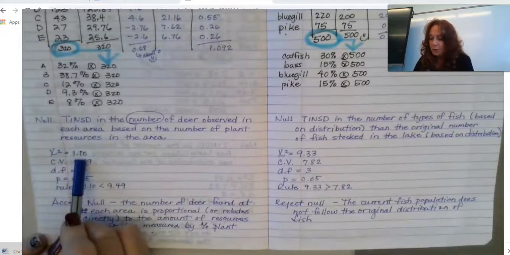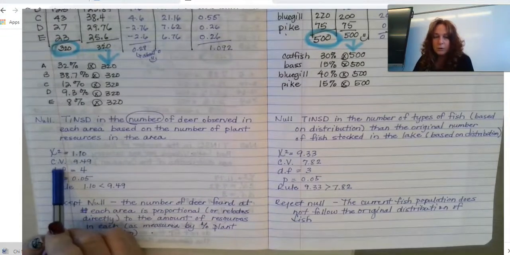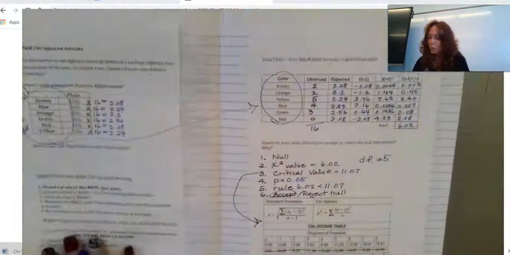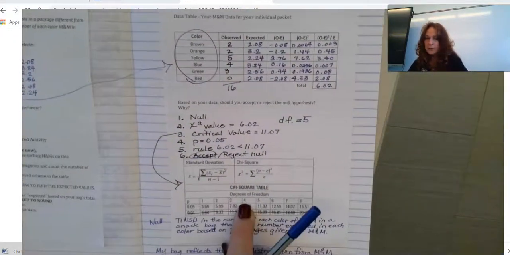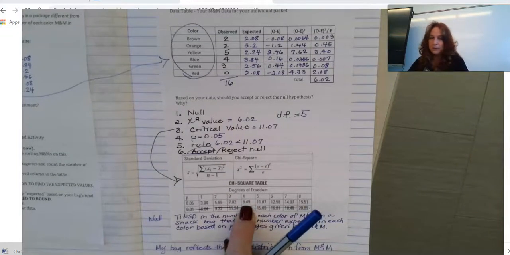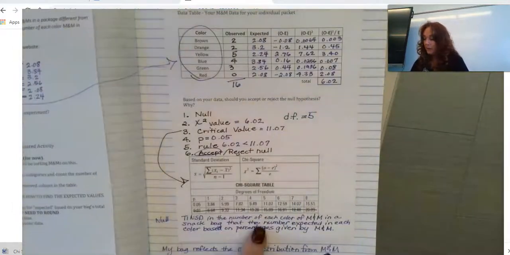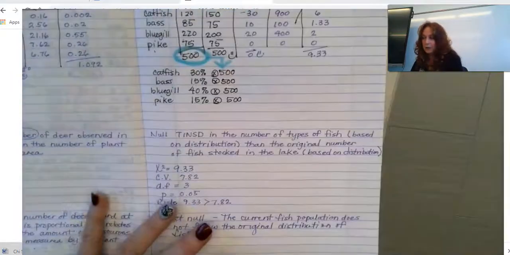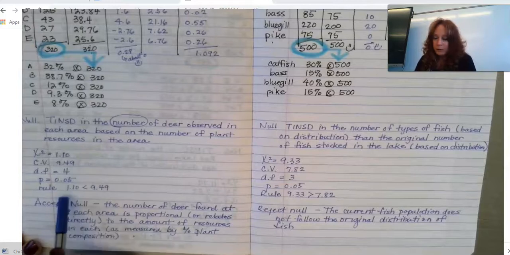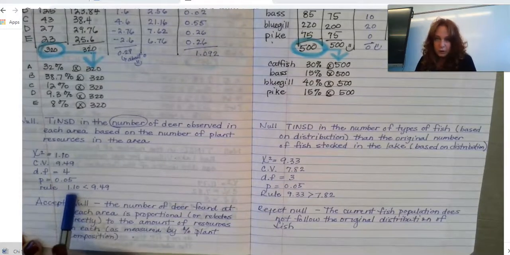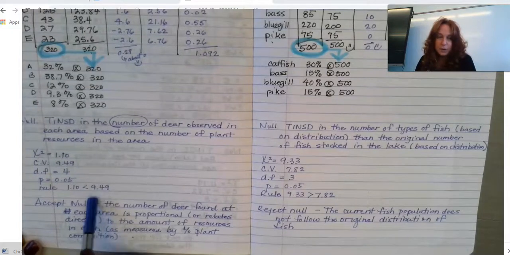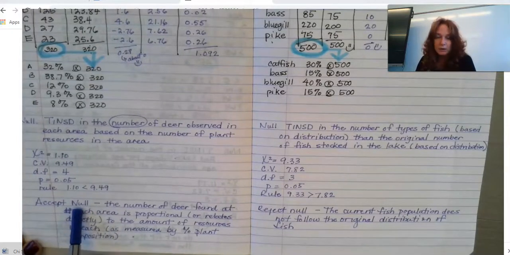So my chi-square is 1.1. The critical value, I had 5 areas, so degrees of freedom are 4. So 4 degrees of freedom, p-value 0.05, is 9.49. That's my cutoff value for differences being too big. I'm nowhere near that. So my rule is, I go first, 1.1 is less than the critical value of 9.49, so I'm going to accept the null.